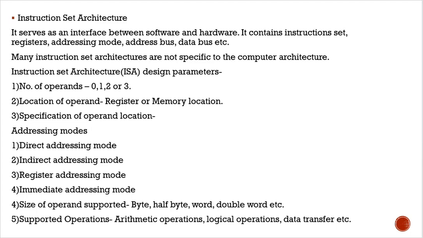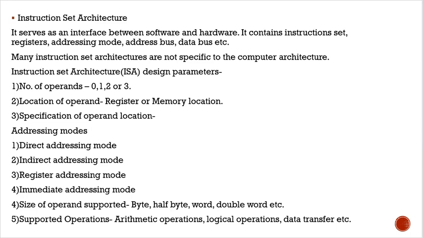Then the next point is instruction set architecture. Instruction set architecture serves as an interface between software and hardware. It contains instruction set, addressing mode, registers, address bus and data bus. So instruction set architectures are not really specific to the computer architecture. There are 5 design parameters for instruction set architecture.